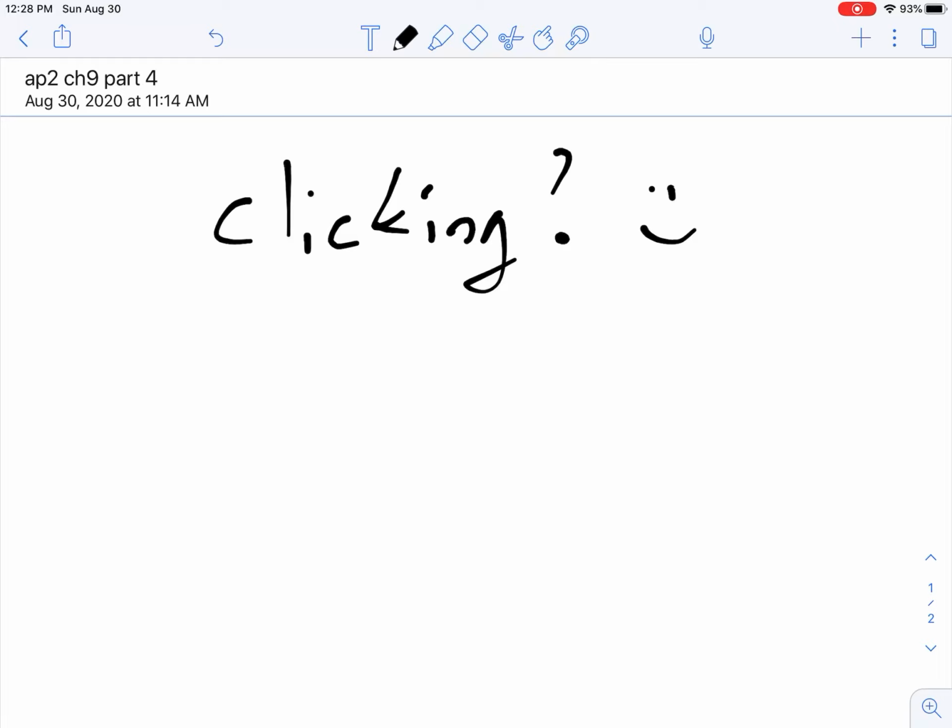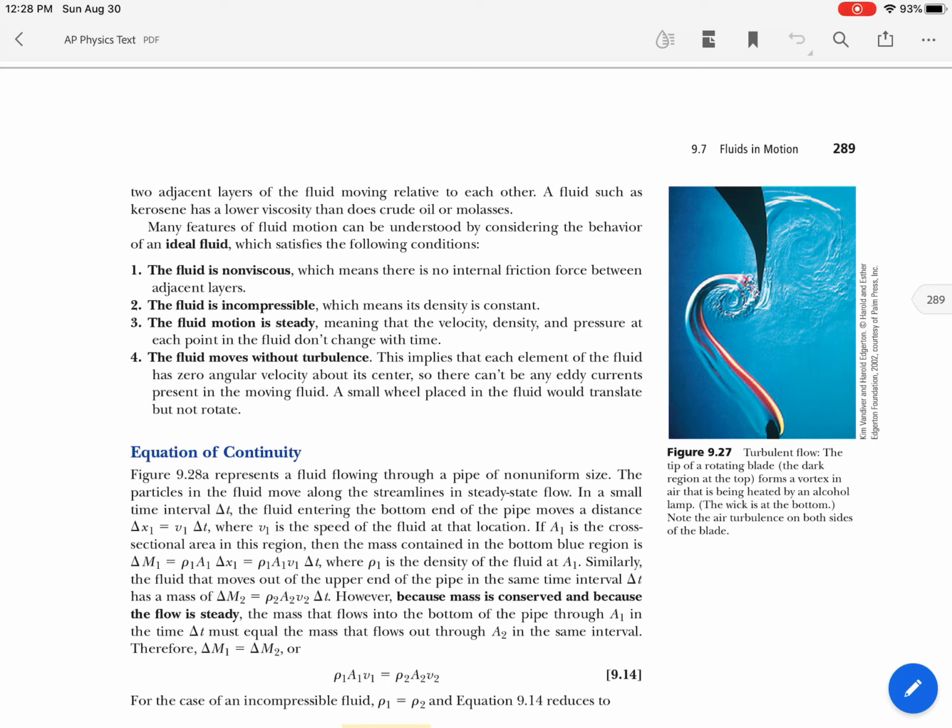At any rate, we're going to be talking today about the equation of continuity and more in general about fluids in motion. So before we get started, let's look at your textbook on page 289. What we want to look at is the top here. We need to look at these assumptions.